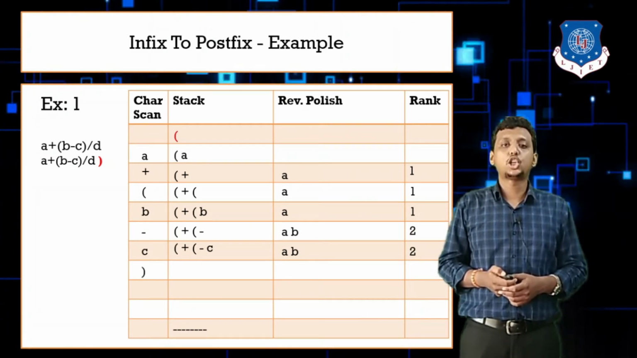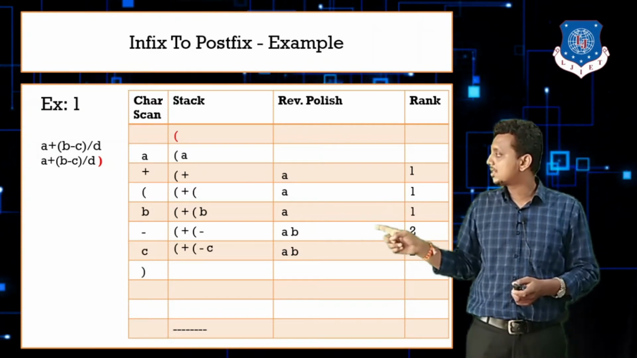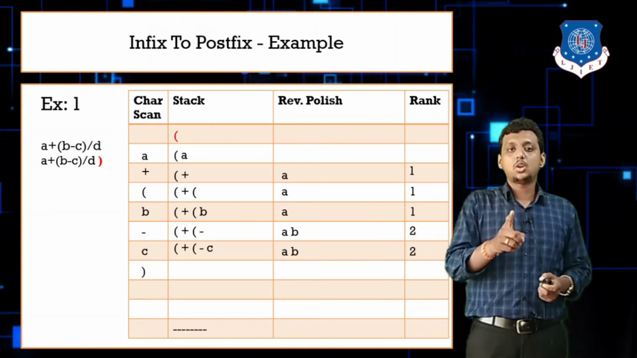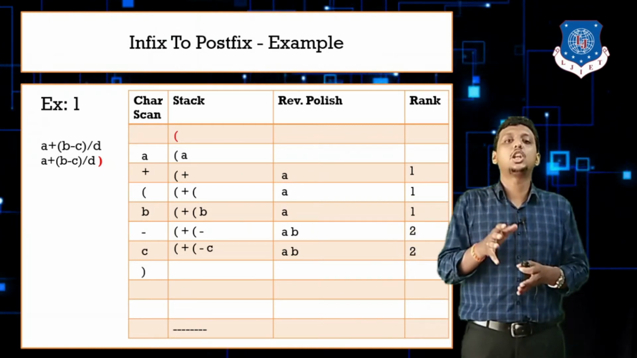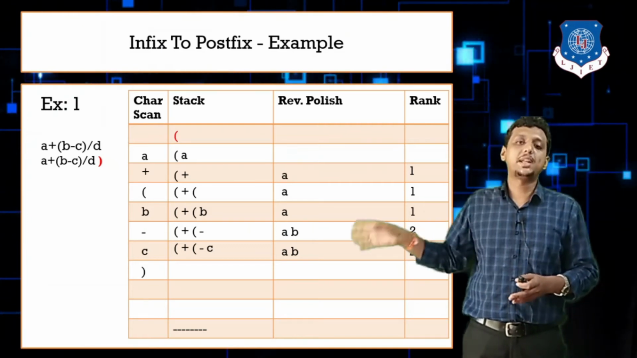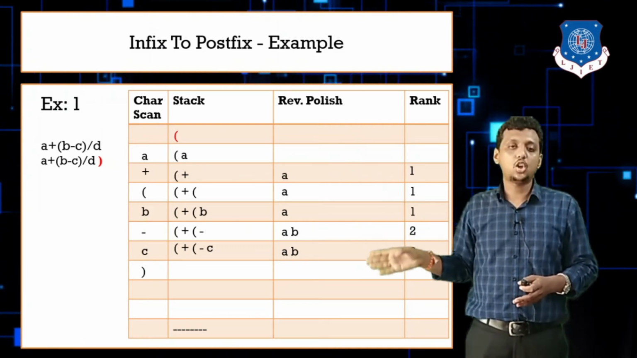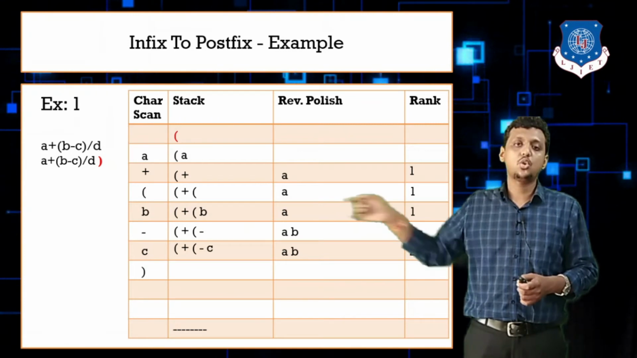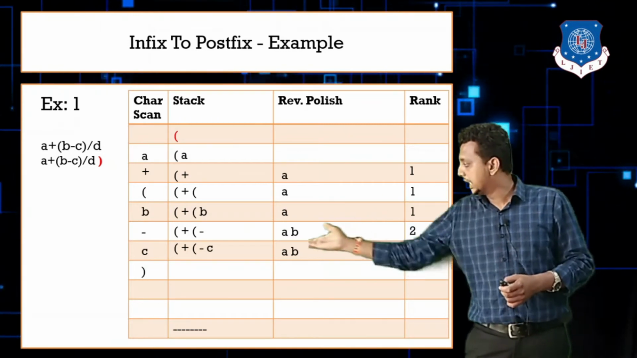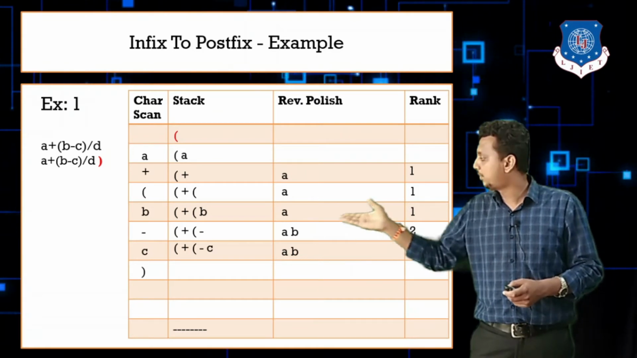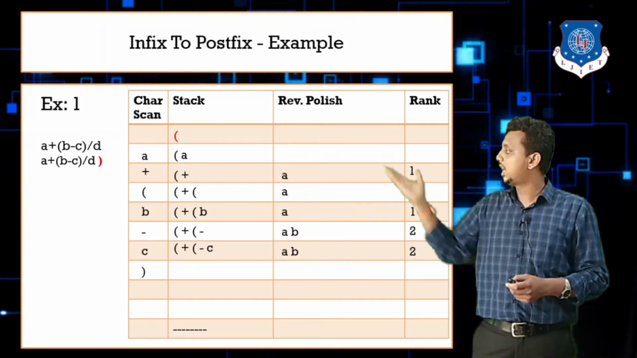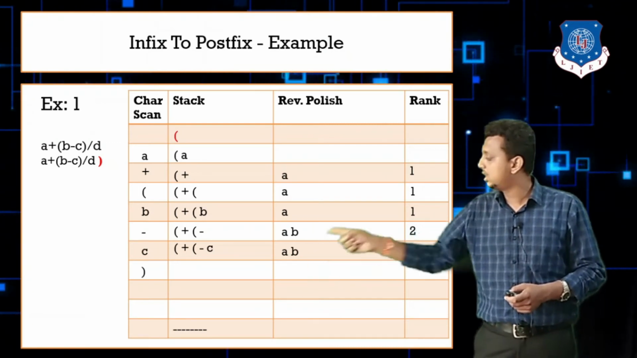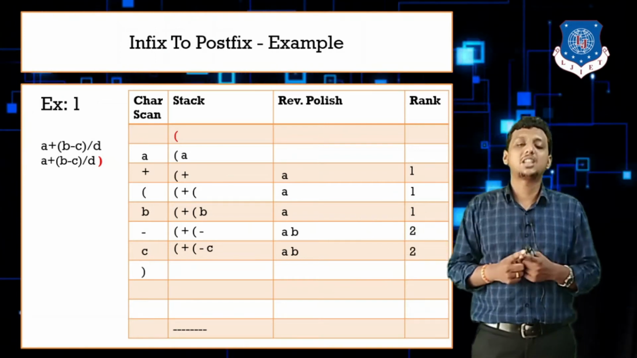Next, students, we have the closing bracket. See, the closing bracket in the scan column and the opening bracket both get cancelled out. Why? Because this is how the algorithm works. Whenever you get a closing bracket in the character scan column, you pop every element until you get the first opening bracket. If you look at this string, we first pop C, then minus, both get popped out, combined with AB, it becomes ABC minus, and that closing bracket and this opening bracket both get cancelled out.